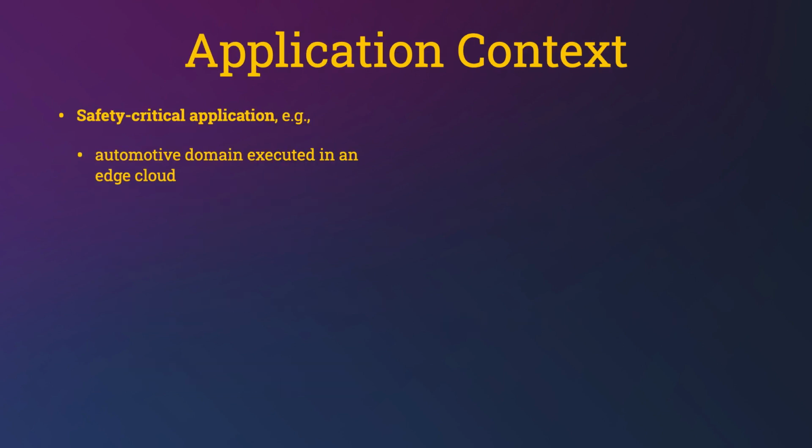Before looking at the threat model, let us first look at the application context. So what kind of applications are we interested in? First, safety critical applications, like in the automotive domain. Maybe we have some software components that run, say, in a car, and we outsource that. So we start it in an edge cloud to ensure that we don't consume too much energy in the car. We run that on some external edge infrastructure.